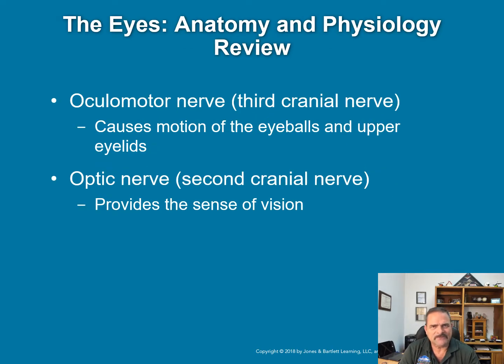Okay, a little anatomy and physiology. As far as the oculomotor nerve, or the third cranial nerve, it is a connection to the brain by the two nerves. The oculomotor nerve, which is the third cranial, innervates the muscles that cause motion of the eyelids and the upper eyelids. It also carries some parasympathetic nerve fibers that cause constriction of the pupil and accommodation of the lens. Then you have the optic nerve, which is the second cranial nerve. It provides a sense of vision.